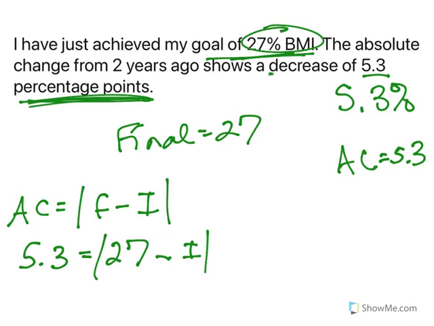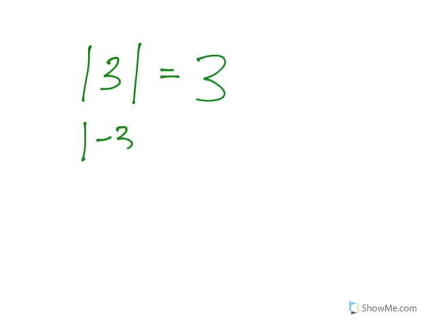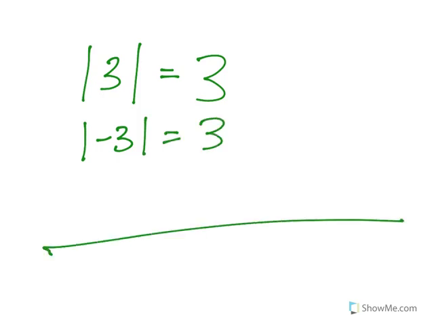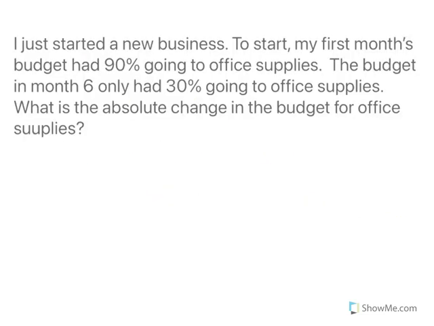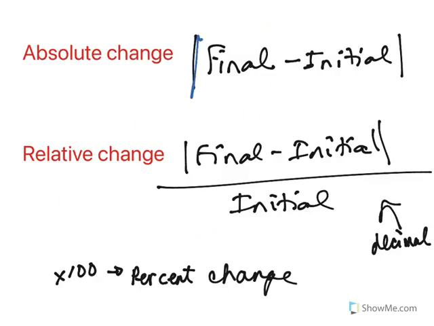Okay, this is where it might get a little bit confusing. If it's a decrease of 5.3, the easiest way is to throw a negative out here. Let me just go to a different page. If we think about the absolute value of 3, that means it's positive. The idea of absolute value is the distance from 0 on a number line. So if this is 0, we have positive 3 and negative 3. They are both 3 units from 0. So the fact that these are in absolute value bars means it could be positive or it could be negative.